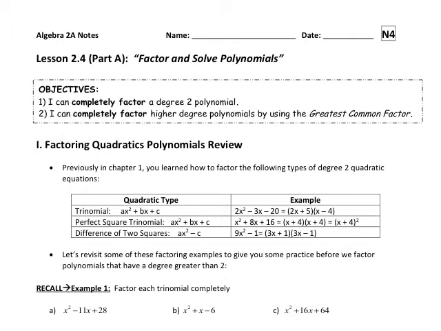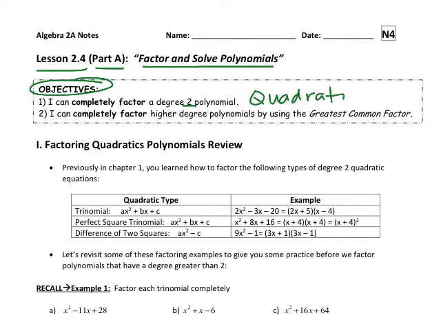Okay, this video is for lesson 2.4. It's the first part of the lesson. We are going to be factoring and solving polynomials. So the objectives are going to be, I can completely factor a degree 2 polynomial, and remember that's a quadratic. And you are also going to be able to factor a higher degree polynomial by using the greatest common factor.